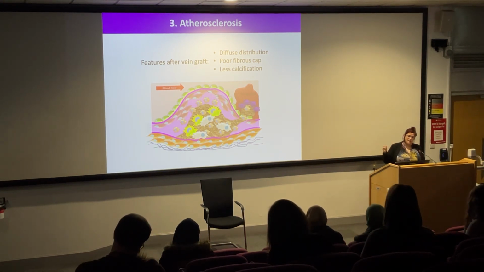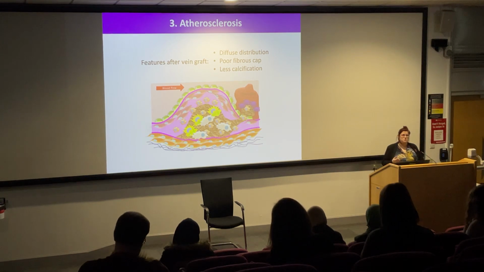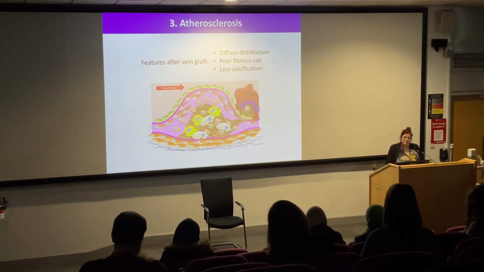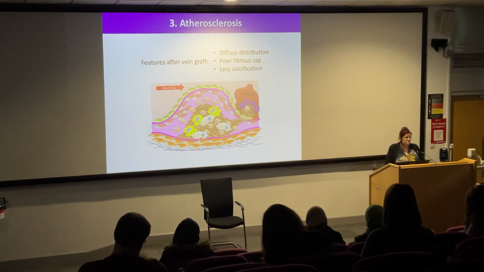And they do seem to have a very poor fibrous cap, which means they're more prone to rupture. And they also have less calcification than what you get in the arterial atherosclerotic plaques. And that calcification is where I mentioned the osteogenic smooth muscle cell phenotype, where they get crunchy. So you get less of that, but you do get that poor fibrous cap, which means that you're more prone to rupture. And atherosclerosis is the main cause of graft failure between 1 and 10 years, because it takes time to develop as well.